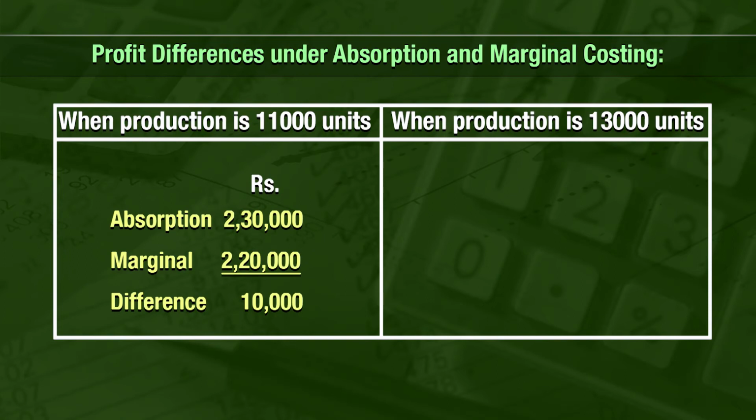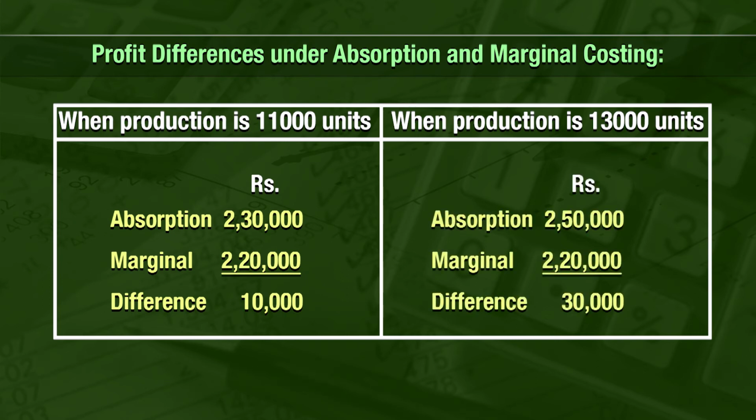Our profit is excess in case of absorption costing by rupees 10,000. While when you have production of 13,000 units, under absorption costing we have profit of rupees 2,50,000, and under marginal costing we have profit of rupees 2,20,000. So we have excess profit by rupees 30,000 in case of absorption costing. Let us try to understand how this profit difference arises in the form of account.